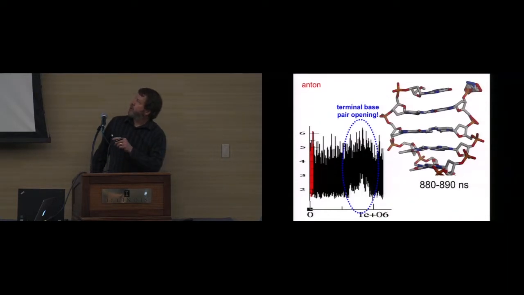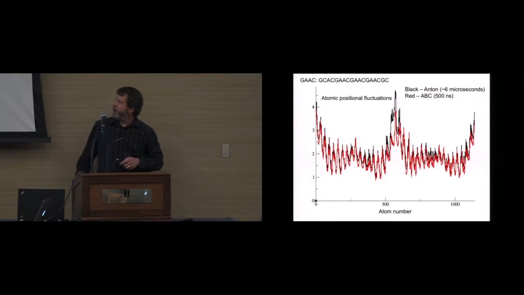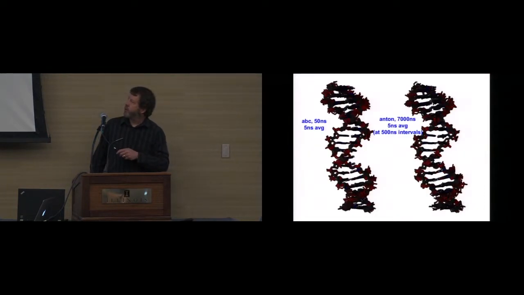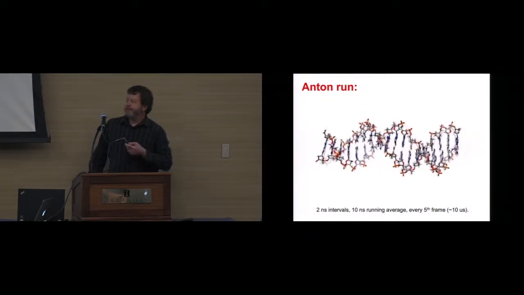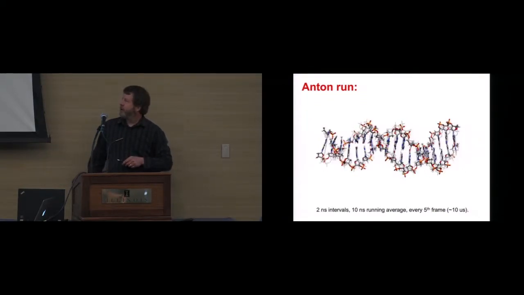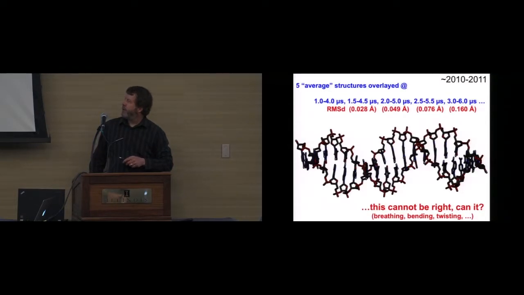Those bumps turn out to be terminal base pair opening, and they're occurring on about a microsecond time scale, which is consistent with experiment. Other properties like B factors, comparing Anton to a standard Amber simulation, were very consistent, as were average structures where we look at 5 nanosecond averages. The spaghetti movement of the atoms looks like we would expect. Here's just a movie of that motion.